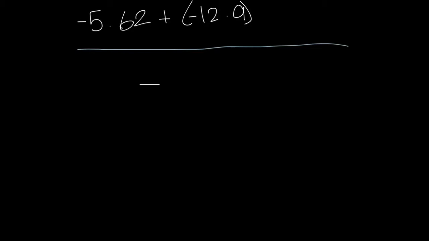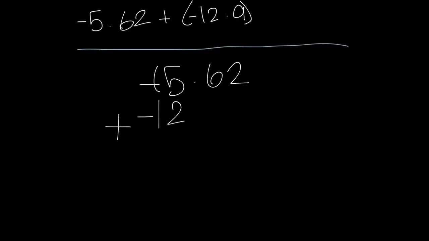To add decimals, you always need to line them up. So it would be 5.62 plus negative 12.90. And you always need to use the 0 as a placeholder.